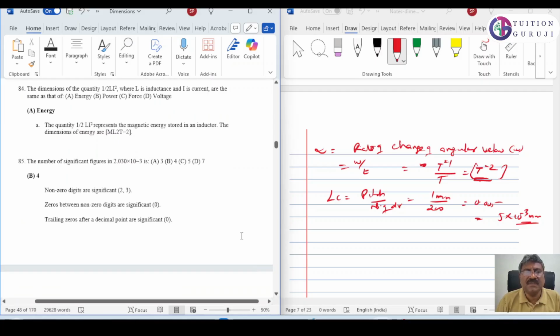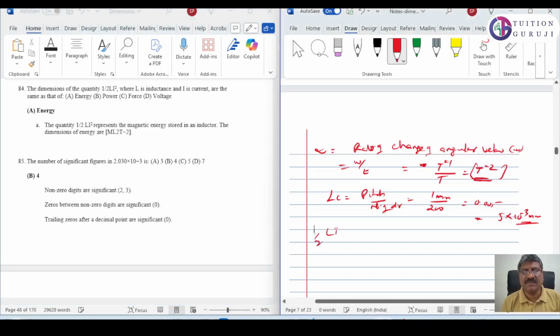Next is the dimensions of the quantity half Li square, where L is the inductance and I is the current, are the same as that of. So half Li square represents the magnetic energy stored in the conductor. Now we know that half Li square is equal to the magnetic energy stored in an inductor. So it is nothing but energy. So ML square T raised to minus 2 is actually nothing but energy. So the answer is energy.